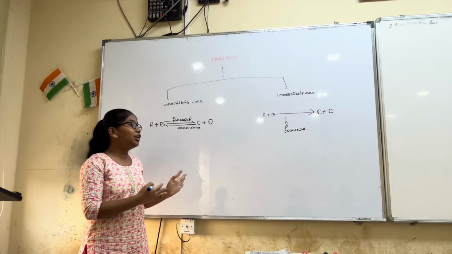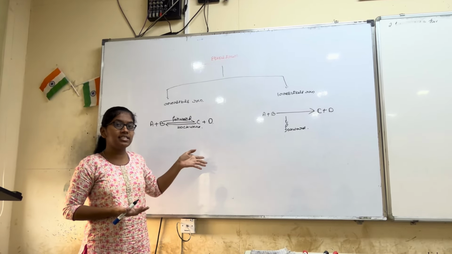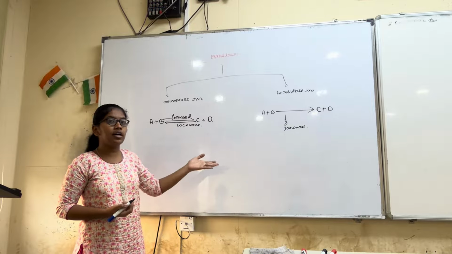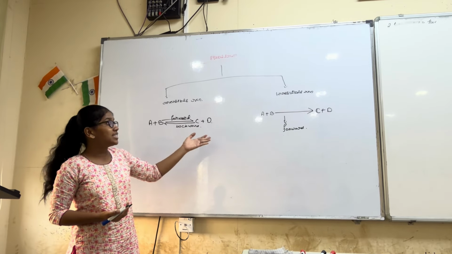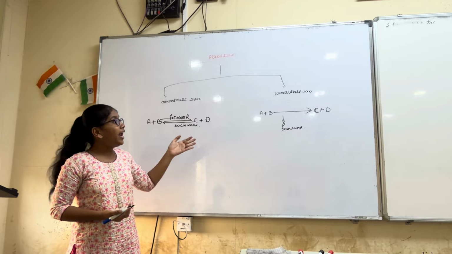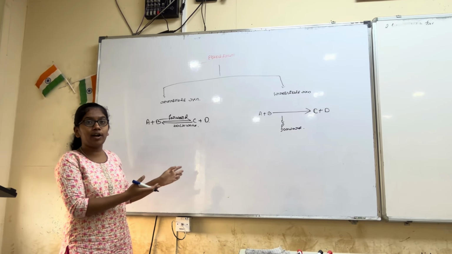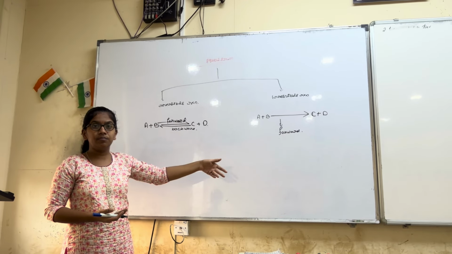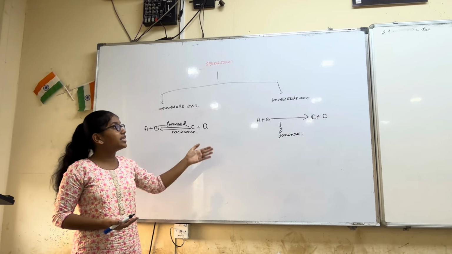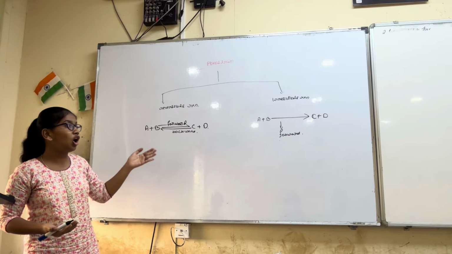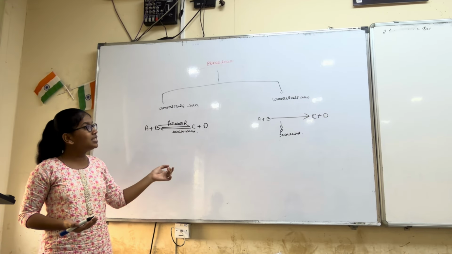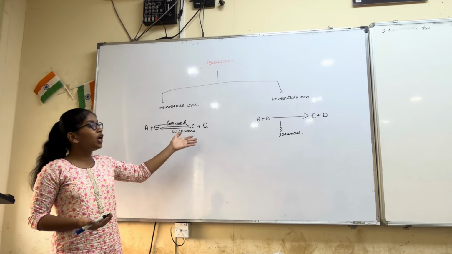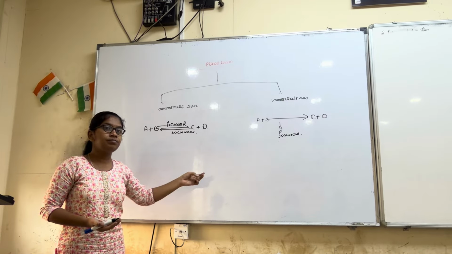So neutralization means strong acid plus strong base to give salt plus water. It is an example of irreversible reaction. And also strong acid plus strong acid to give strong acid plus another product. This is also an example of irreversible reaction. Strong base and strong base are mixed to form product. This is also an example of irreversible reaction.